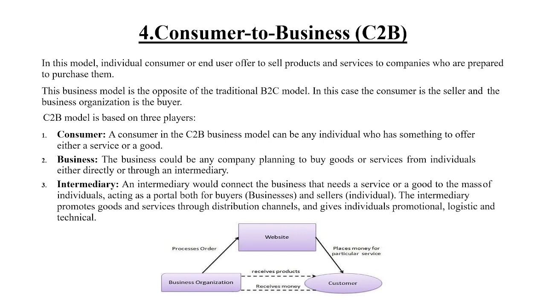I can say that there are three players in this model, that is consumer, business, and of course the third player is nothing but the intermediary. So the consumer in this model is an individual who has something to offer, either a service or a good. Business is nothing but a company planning to buy goods or services from the individual, either directly or through an intermediary. So this intermediary would connect the business that needs a service or goods to the mass of individuals, acting as a portal both for the buyer and the seller.